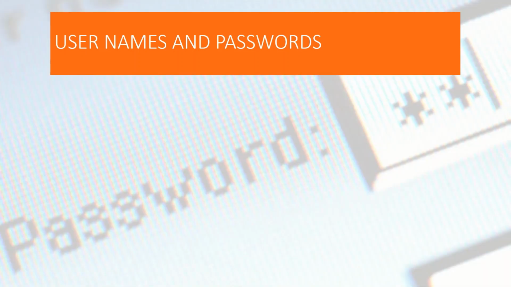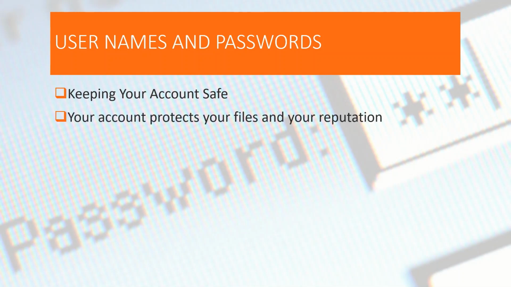Your account protects your files and your reputation. If you allow someone else to log on with your account, you can be held responsible for actions performed under your account name. For example, if someone sends threatening email from your account, recipients will think that the messages came from you. If someone deletes important files on the network using your account, that activity will be traced back to you as well. In order to keep your account secure, you should protect your username and password and keep them to yourself. Follow these guidelines.